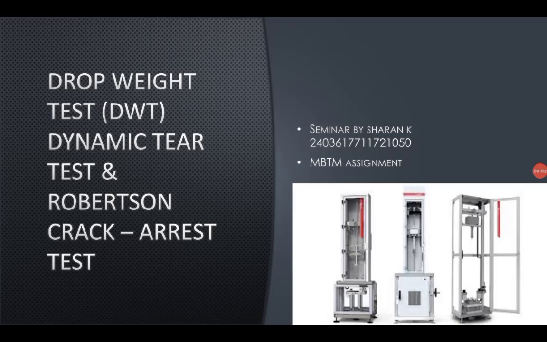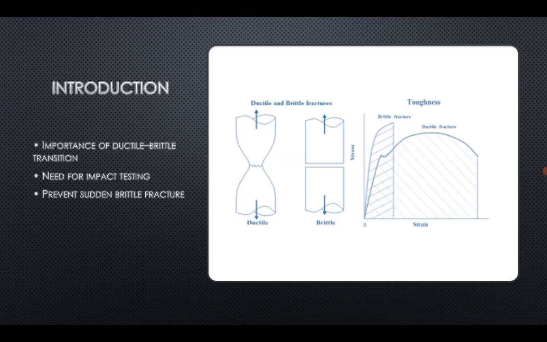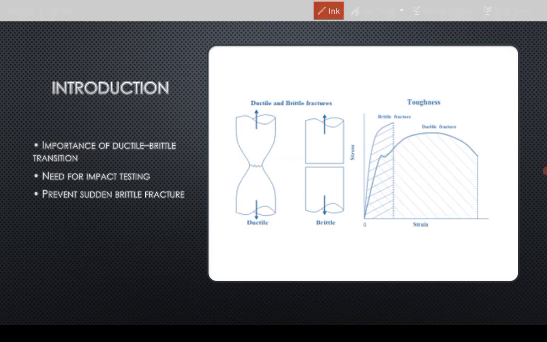So, hi guys, my name is Sharan, and today I will be presenting a seminar on drop weight testing, focusing on two important tests. One is the dynamic tear test, which is also called the DT test, and the other is the Robertson crack arrest test, which is commonly known as CAT. These tests are used to understand how materials, especially steels, behave under sudden impact and how they resist brittle fracture.